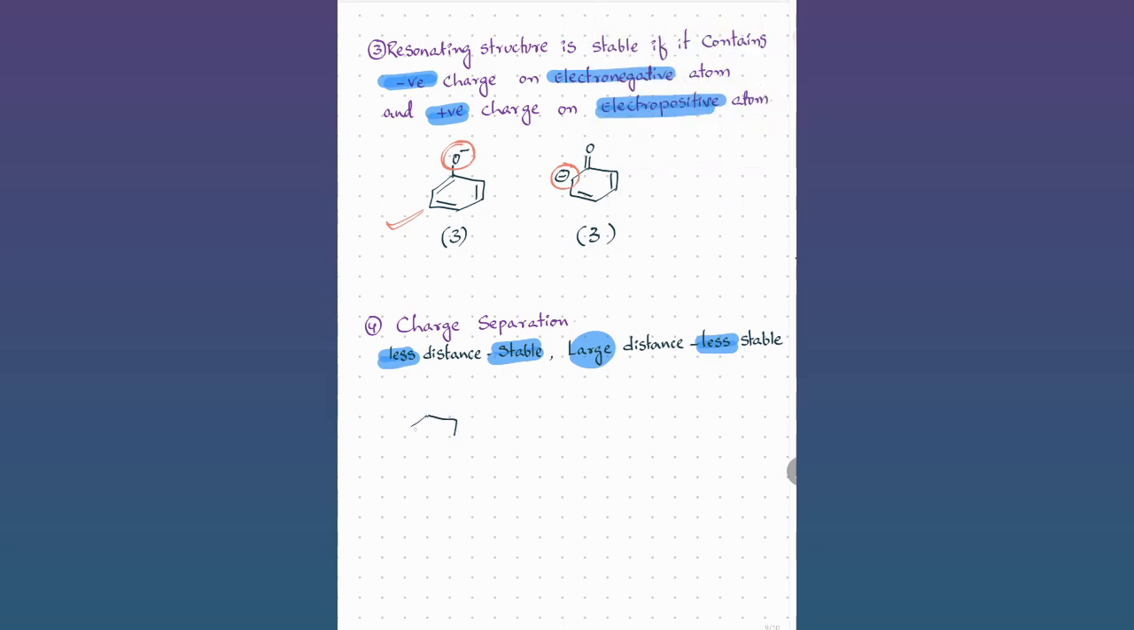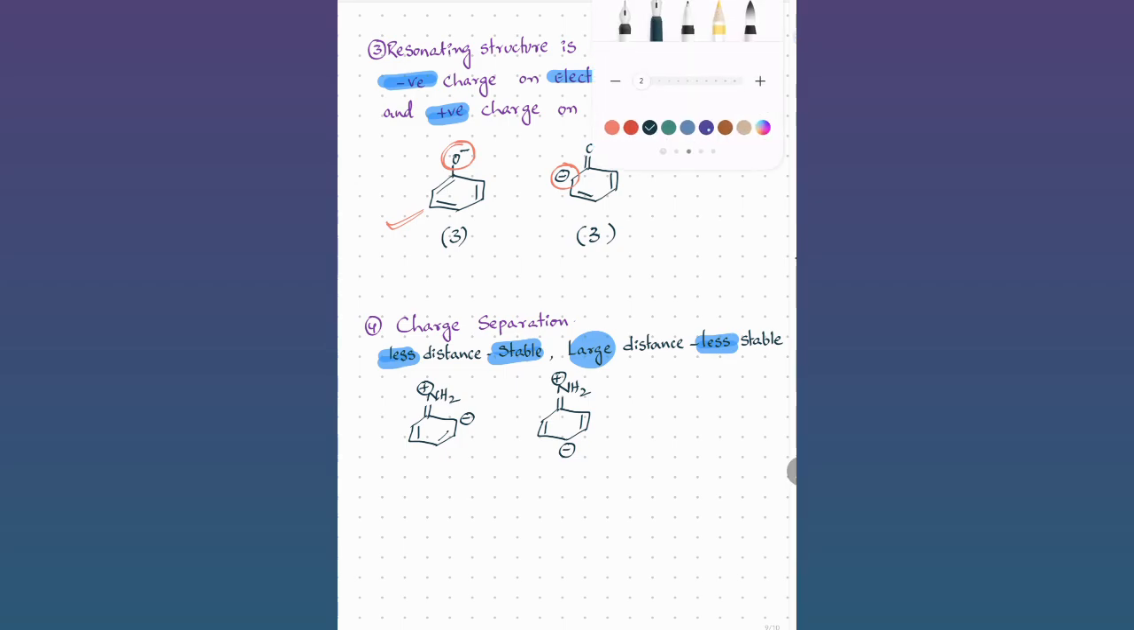Let's see resonating structures of aniline. Of those structures, I selected two. One looks like this: NH2 plus, double bond, here a negative charge. And the other resonating structure I selected is this one: double bond, NH2 plus, double bond, negative. Now see, both are charged, both have 3 pi bonds, and nitrogen, which is electronegative, carries the positive charge in both cases. So now stability is decided by the distance.